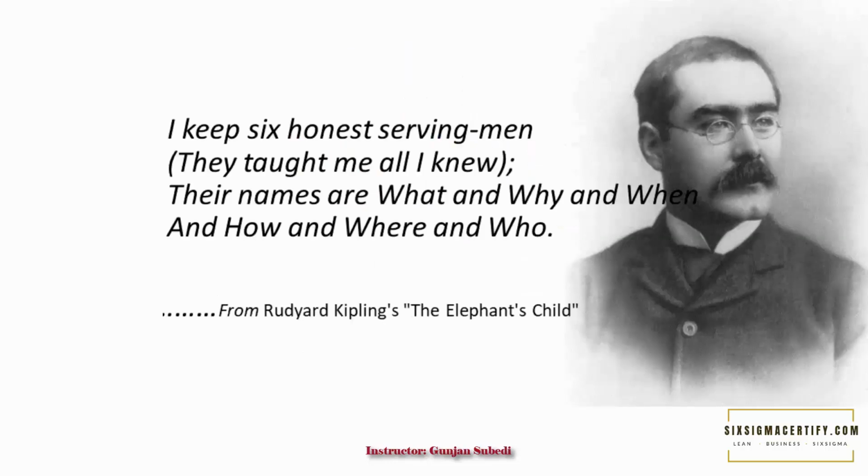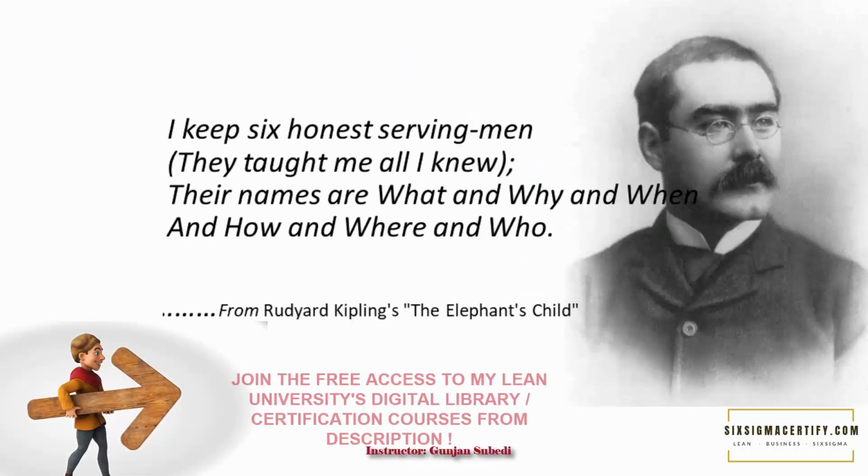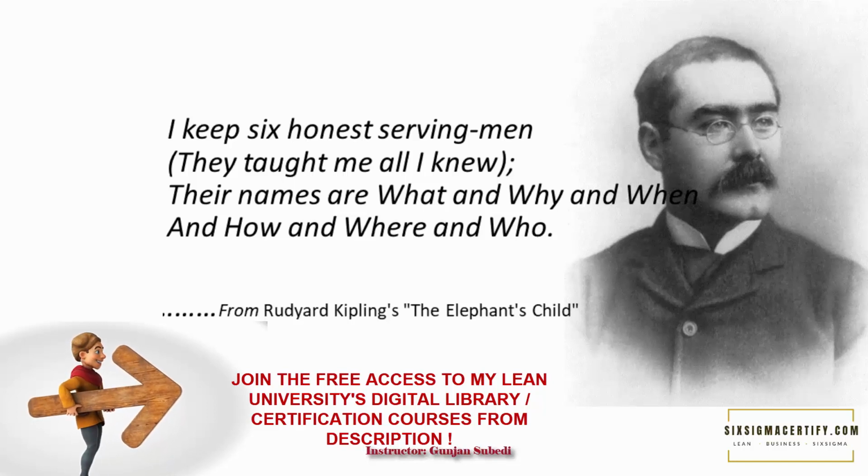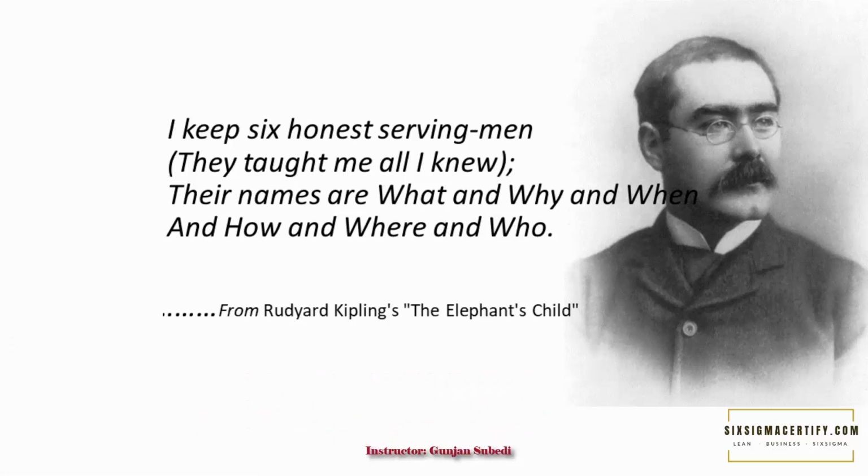Let me share one verse from Rudyard Kipling's poem, The Elephant's Child. I keep six honest serving men. They taught me all I knew. Their names are what and why and when, and how and where and who. So, looks like Rudyard Kipling mentioned all the essential ingredients of the problem statement. Well, that was just for fun.